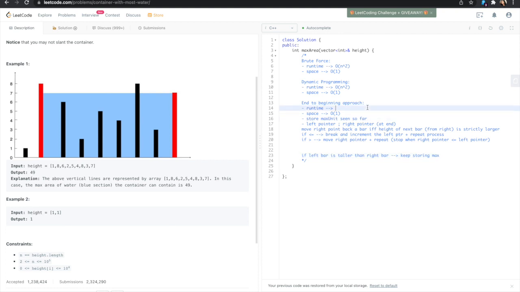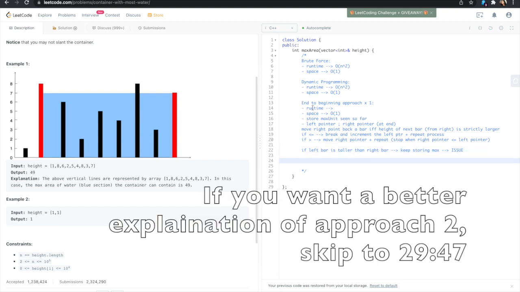Okay, so this is end to beginning approach 1. This had an issue, because it had a logical issue. So let's move to the next approach, which is: always move the shorter bar approach.